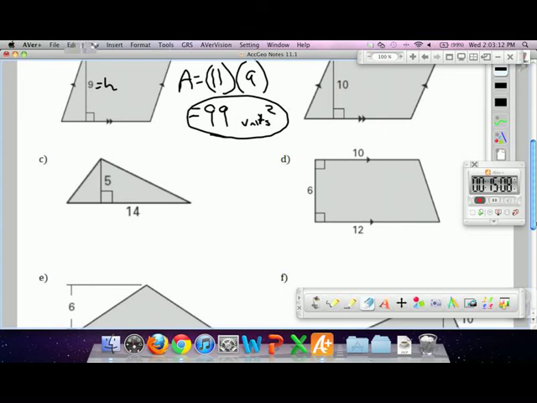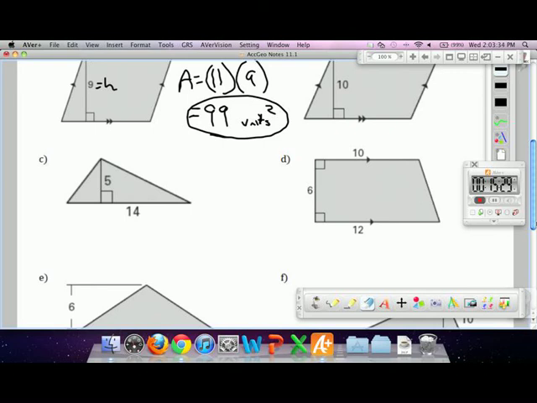Next one here in D, this is not a parallelogram. It's not a rectangle. It's not a triangle. So we don't have a formula yet to deal with this. In fact, this is exactly a trapezoid, which we'll get a formula for tomorrow. But if you forgot this trapezoid formula, or you don't know it yet, we can actually break this down into some figures that we already know.